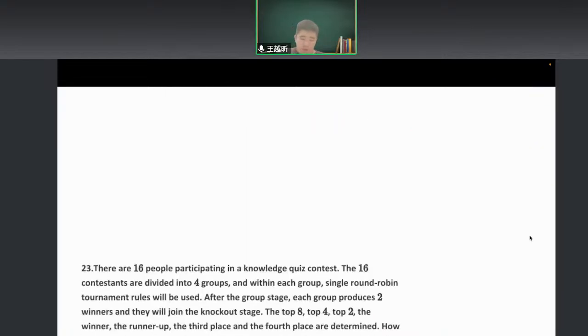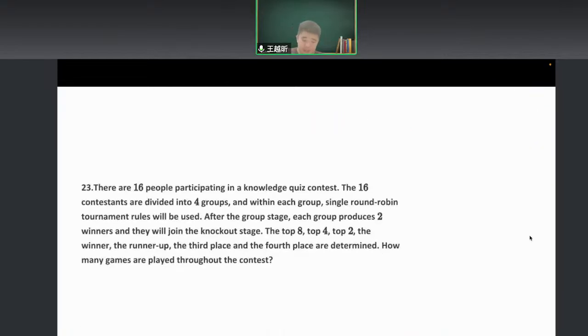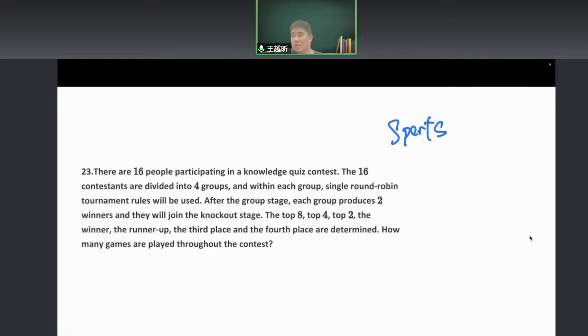Alright, we'll move on to 26. So 26 is a sports game. For sports games, you need to understand the rules. There are some typical rules, for example, single round robin. That means every team will play against each other once.